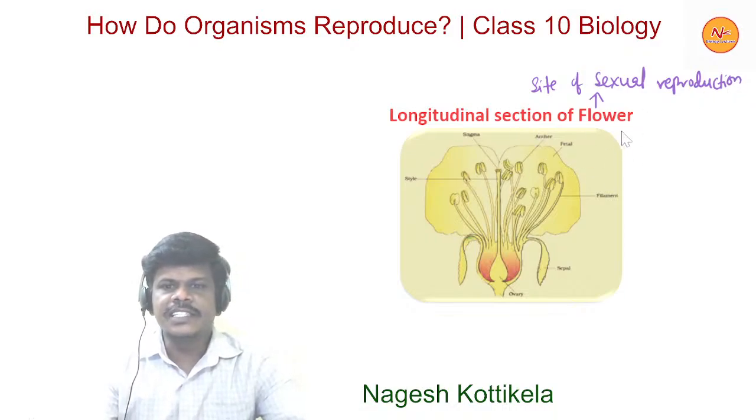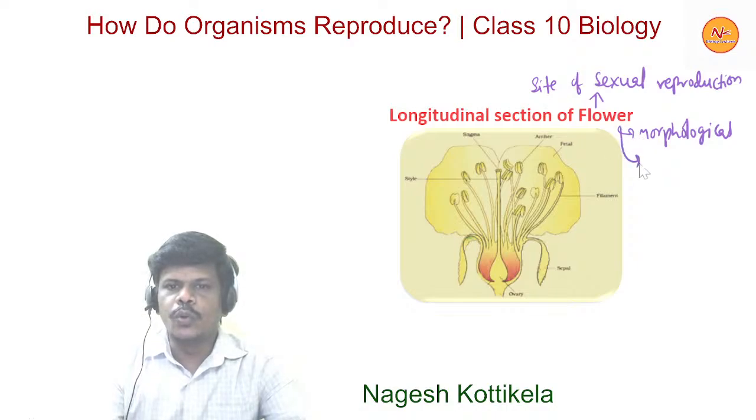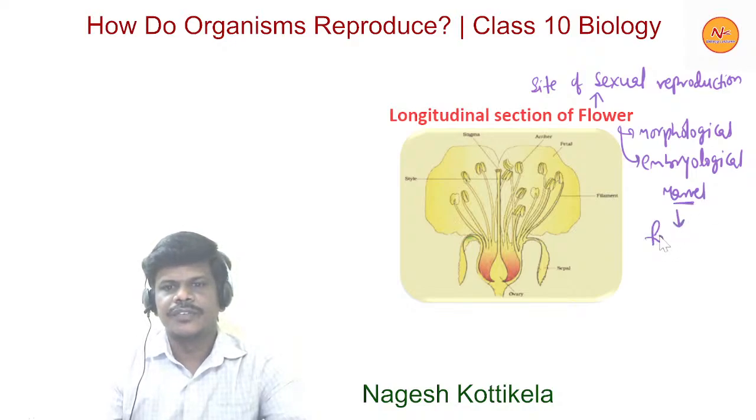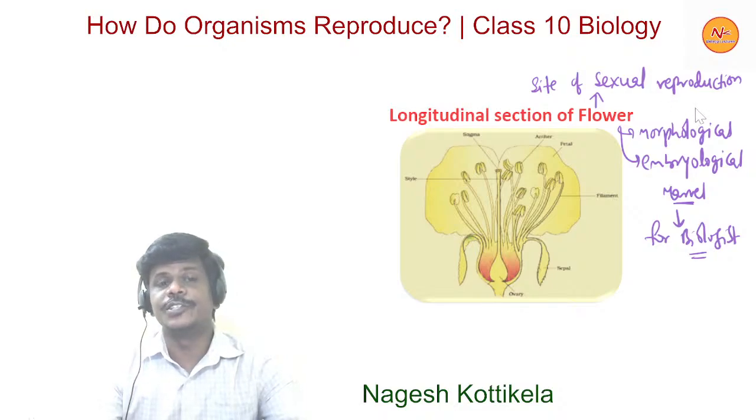Okay, I repeat this once again. Flower is a morphological and also embryological marvel, okay, for the biologist. And this flower is the site of sexual reproduction in plants.